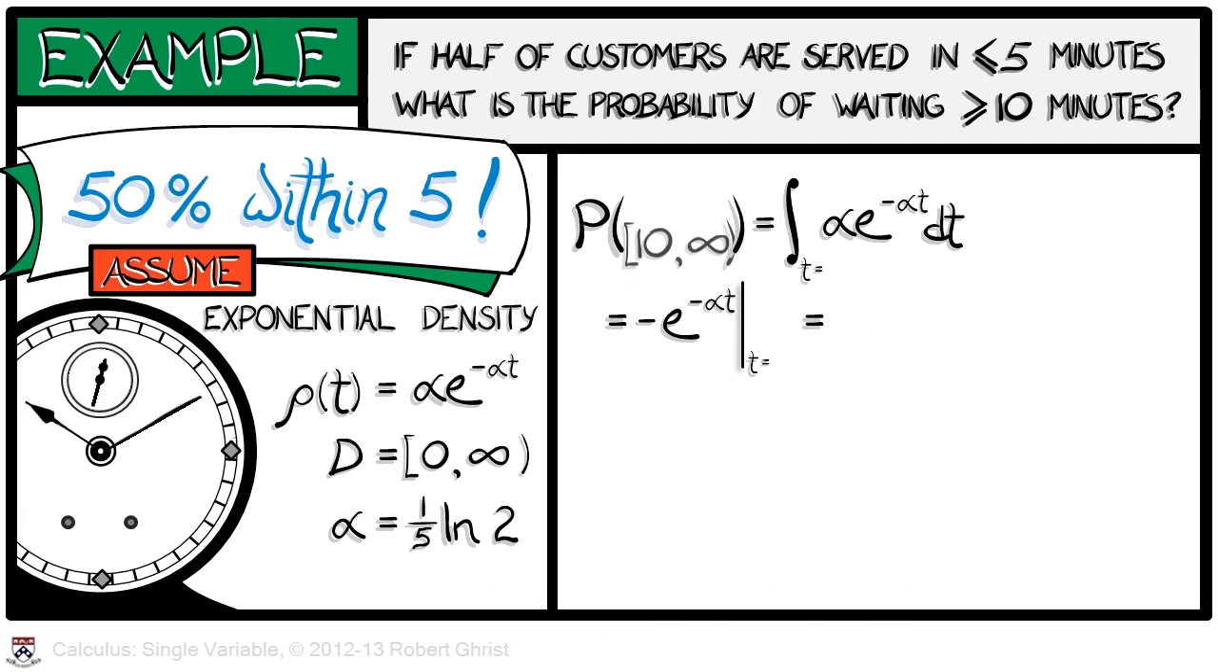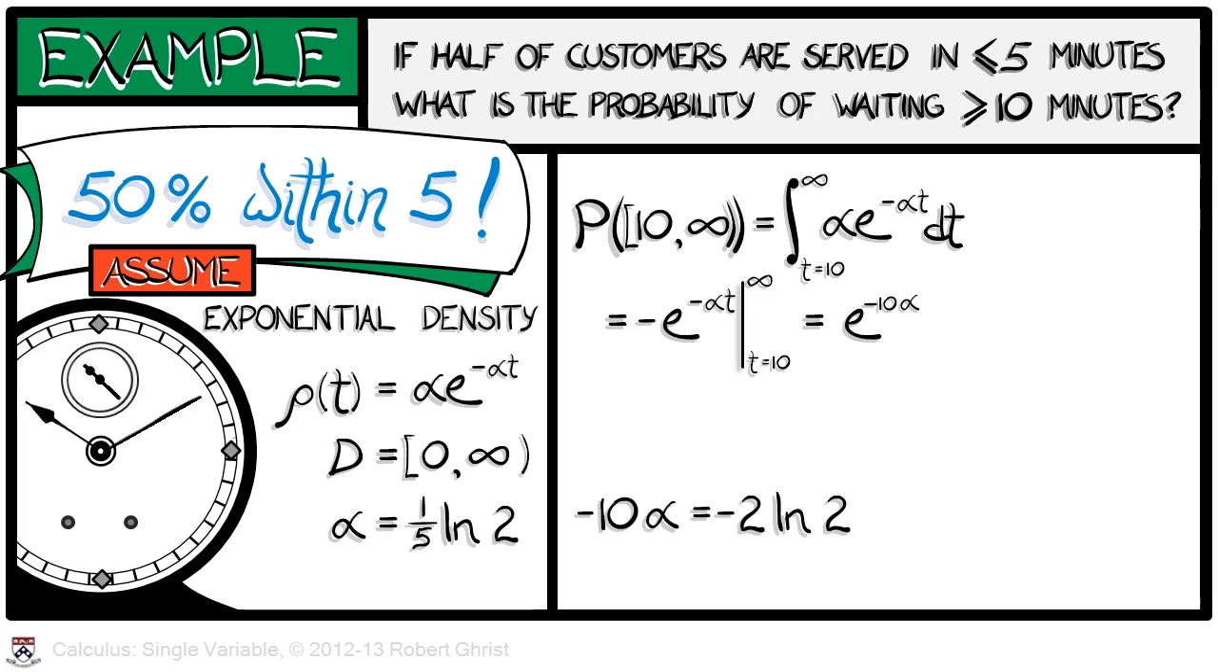With that in hand, we can now address the question of the probability of having to wait for more than 10 minutes. Now, we would compute the probability of being in the interval from 10 to infinity. Thus, we would perform the same integral as before, but evaluated at limits. T goes from 10 to infinity. This yields e to the negative 10 alpha. If alpha is 1/5 log 2, what is negative 10 alpha? It's negative 2 times log of 2. That is log of 2 to the negative 2 power. When we exponentiate that, we get 1 over 2 squared, or 1/4. That means that you have a 25% chance of having to wait for more than 10 minutes.